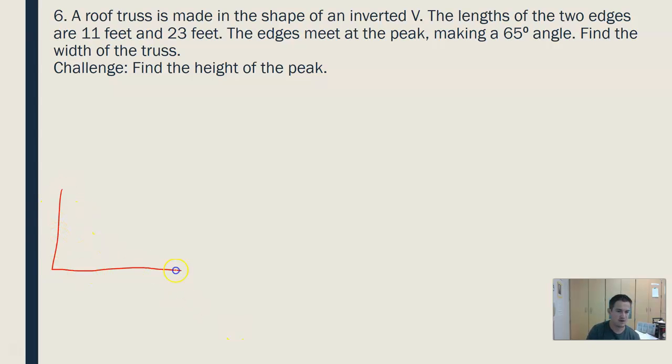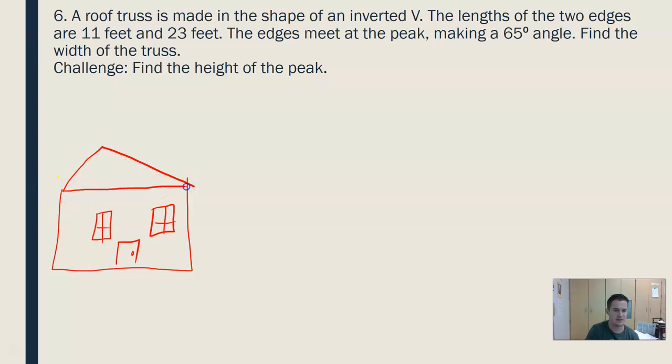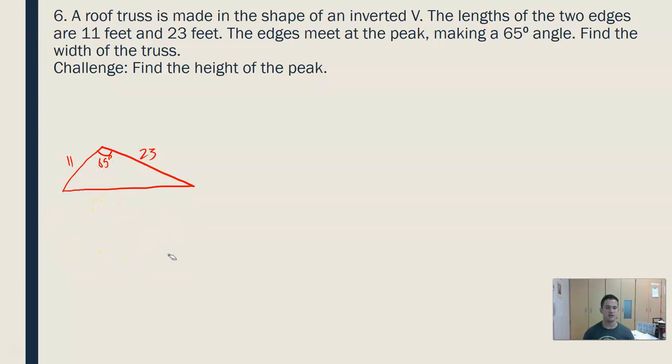Okay, so here's my house right here. And the owner of this house has a really weird request, and he wants the angle of his roof to look approximately like this. The roof truss is kind of an inverted V, and these two edges are 11 feet and 23 feet. And the edges meet at the peak, making a 65-degree angle. Okay, so there's my triangle. I am trying to find the width of the truss. So this distance right here, side X. Call it X, call it whatever you want.